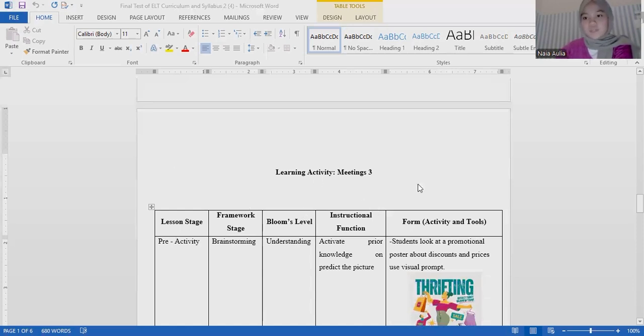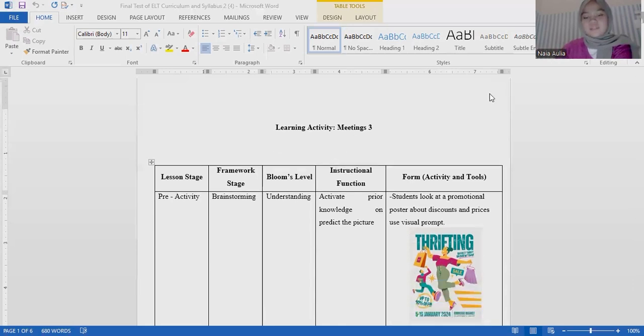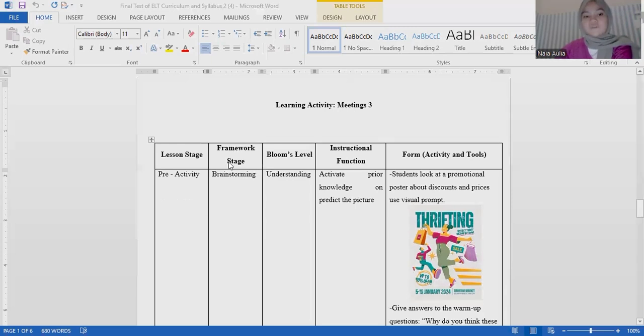I choose meeting 3, same as I explained before, for my lesson plan, and this is my learning activity from the lesson stage. It has lesson stage, framework stage, Bloom's level, instructional function, and the last is form of activity and tools. Starting from the lesson stage, which is pre-activity, the framework stage is brainstorming, the Bloom's level is understanding, and the instructional function is to activate prior knowledge and predict the picture.